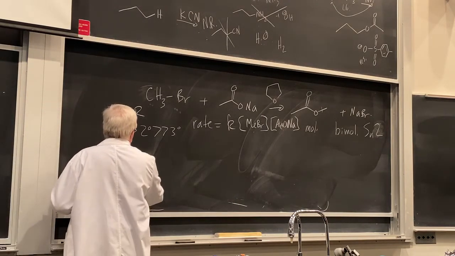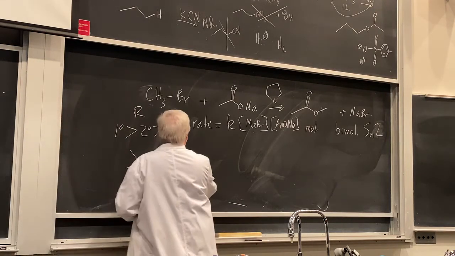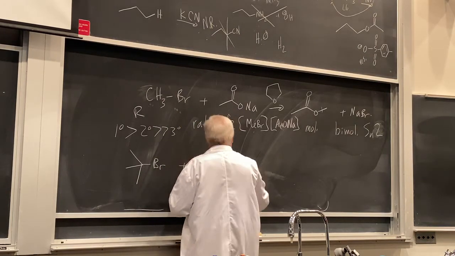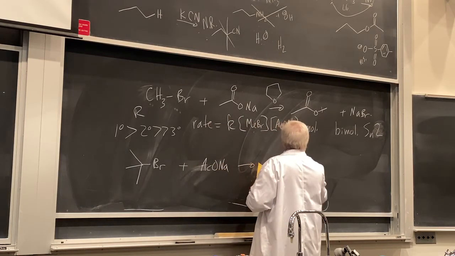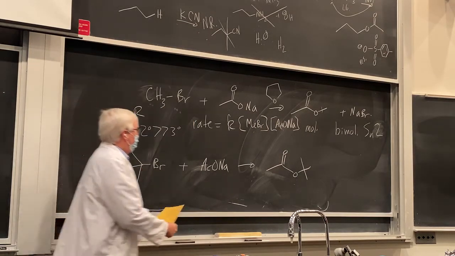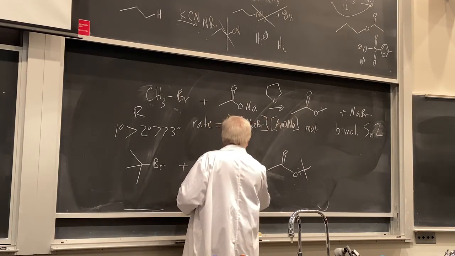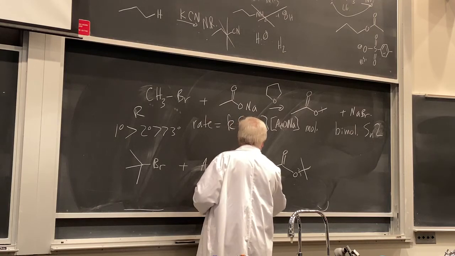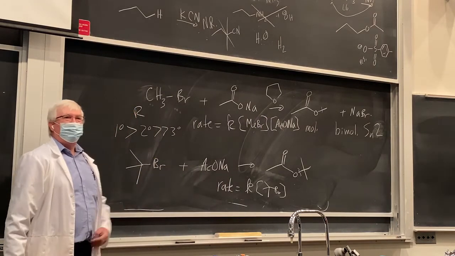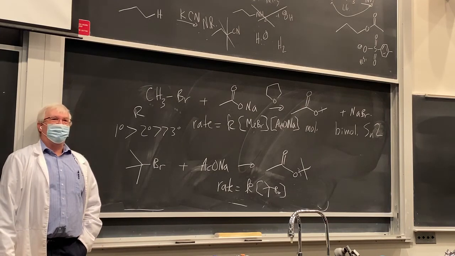Let's compare this to another type of bromide, tert-butyl bromide. Same reagent, let's use sodium acetate again. And we do get the tert-butyl acetate product. That tert-butyl is still there. That's that same bond we made right there. But if we look at the rate here, the rate only depends on the concentration of the tert-butyl bromide. It's independent of the concentration of sodium acetate. We can double the concentration of sodium acetate, and that'll have no effect on the rate in this case.